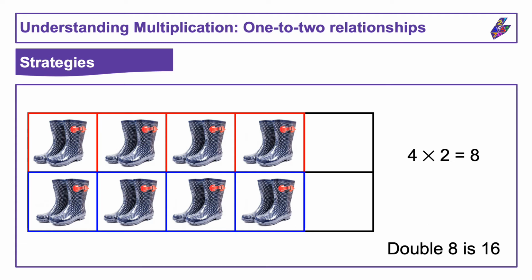Double 8 is 16. So this means that if 4 pairs of boots was 8 boots, then 8 pairs of boots must be 16 boots. I can record this in an equation like this. 8 lots of 2 is 16, or 8 times 2 equals 16.